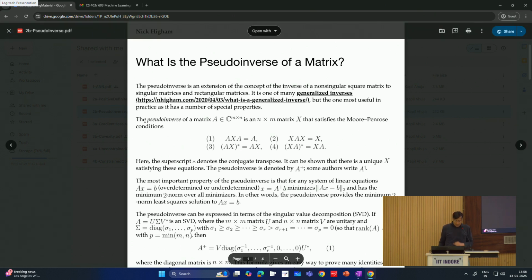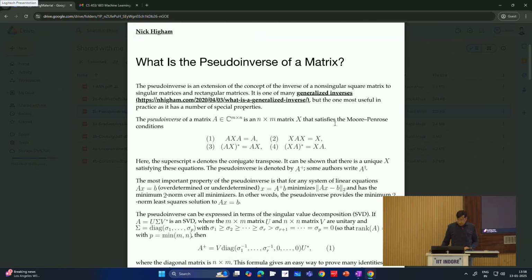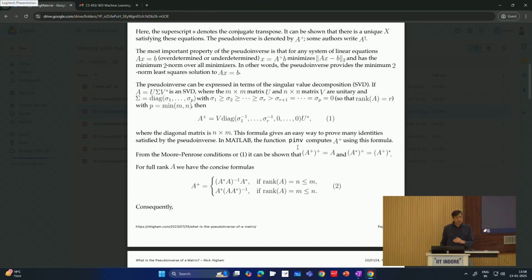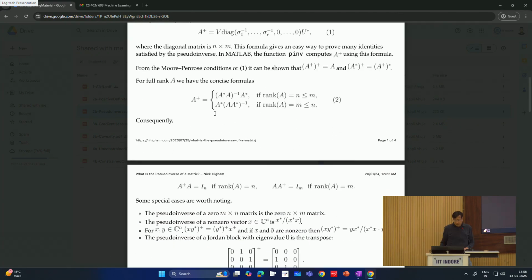So this is the definition. A pseudo inverse satisfies the Moore-Penrose conditions. Moore and Penrose were two people who came up with these conditions. If A is a matrix and X is an inverse, AXA should be A, XAX should be X. If you take the conjugate transpose of AX, it shouldn't change. If you take the conjugate transpose of XA, it should not change. But I'm going to skip all this because there's a little more math in here. This is how a pseudo inverse is defined.